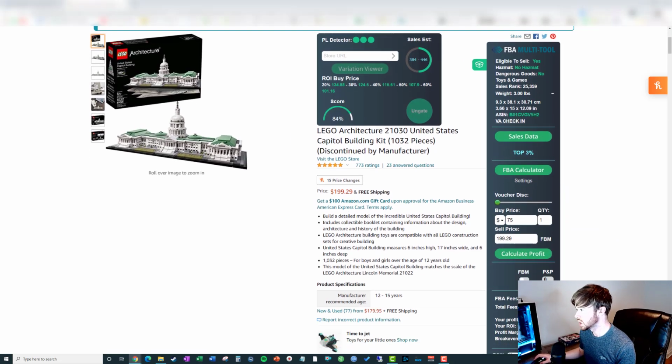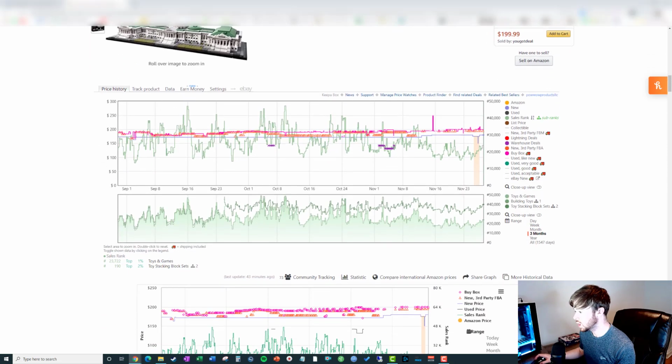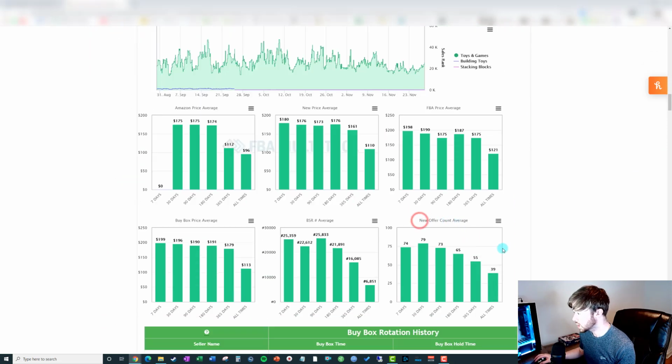And then if we scroll down again and we start to look at some of these graphs, again, the new offer count average, we can see how this is trending, right? So in the last week, there's been 74 new offers, and the all-time average is 39. So what does that tell us? It tells us more people are starting to list the set now. On average, there was 39 people on the listing. Now there's 74. That essentially means that now people are taking the set out of storage and starting to put it online. They want to sell it. So that is really useful information.